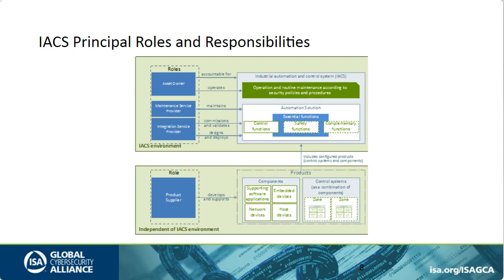The right-hand side shows the relationship between products, automation solution, and IACS. Starting from the bottom, the control system is an integrated set of components such as embedded devices, host devices, network devices, and software applications. The control system and individual components are supplied as products by the product supplier. Next, the automation solution is an integrated set of safety functions, control functions, and other complementary functions. Some of these functions are considered to be essential functions that maintain health, safety, the environment, or availability. The automation solution is designed, deployed, and commissioned by the integration service provider under the direction of the asset owner. And finally, the industrial automation and control system combines the automation solution and the policies and procedures, also called processes, for operation and maintenance.